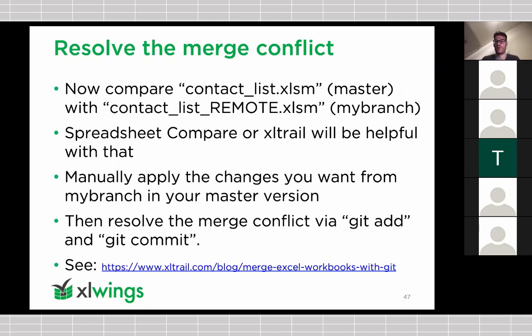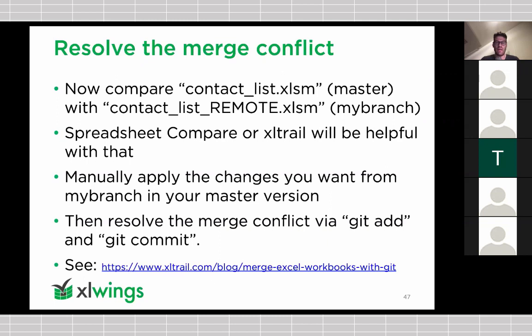ExcelTrail already has support for different branches, and then you can compare directly across branches. And that way you would actually not even have to do this part. So if you use ExcelTrail, then as long as you have pushed those branches to your GitHub repository, you will be able to compare those different branches directly in ExcelTrail without having to do this manual work locally.